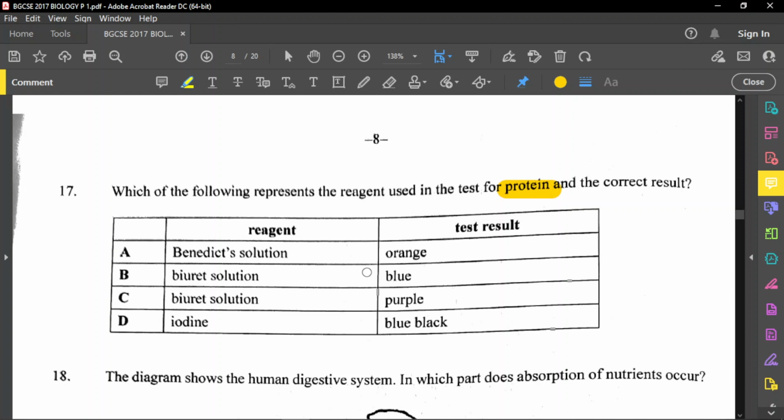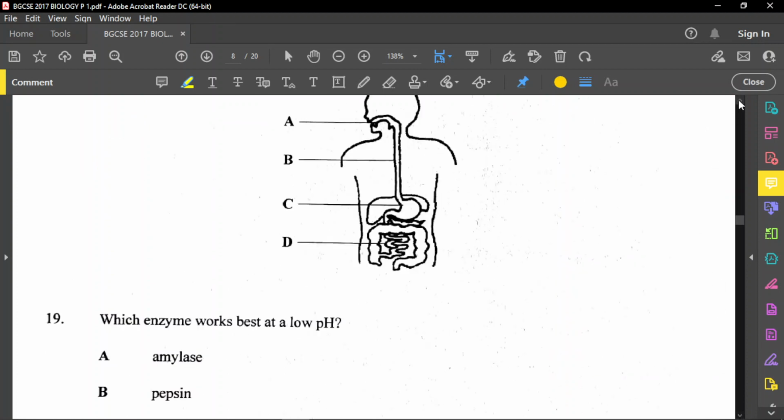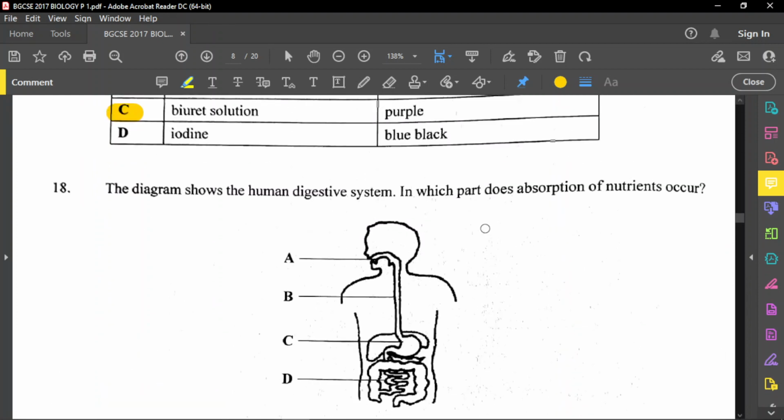B is incorrect because this is a negative test. If the Biuret stays blue, because Biuret is a blue solution, Benedict's is also blue. So it is Biuret turning to purple, that's a positive test for protein. Iodine is the test for starch, and it turns blue-black for starch. But we're not testing for starch, we're testing for protein. So that's an easy question there. I think that is tested multiple times on these papers, so look out for those food test questions.